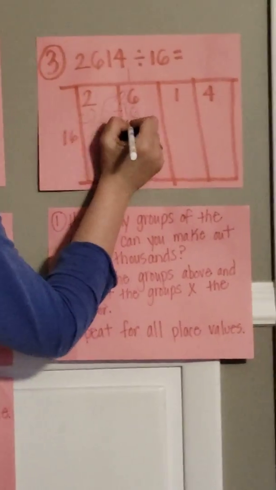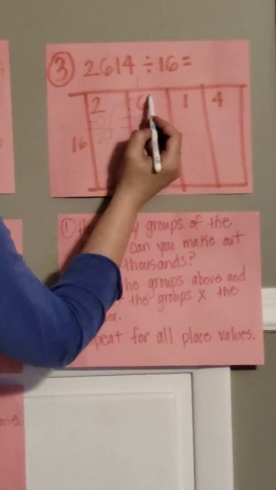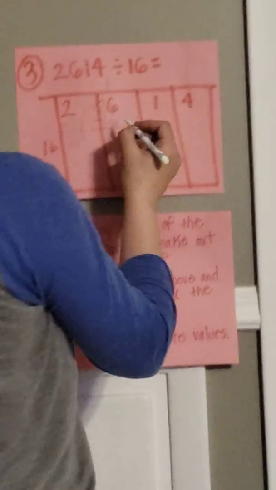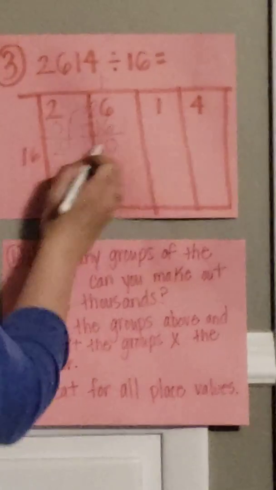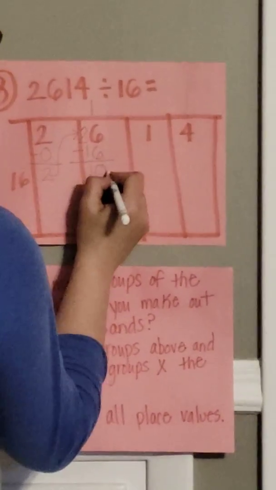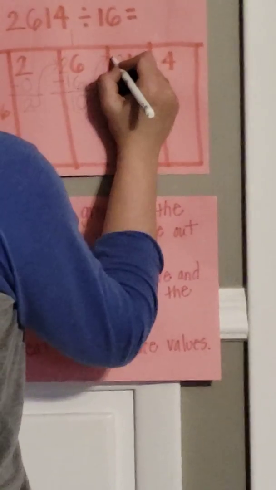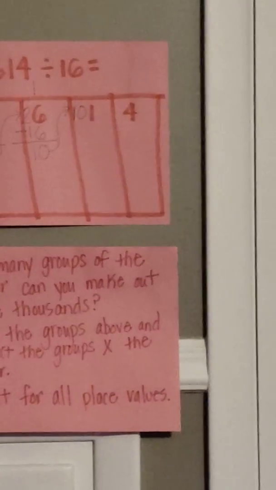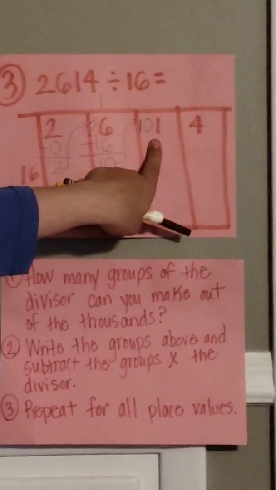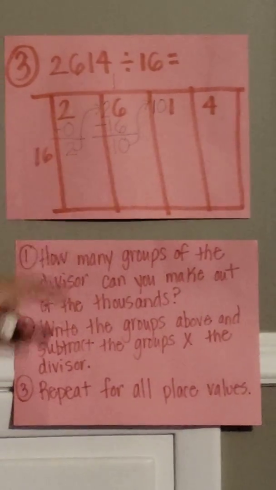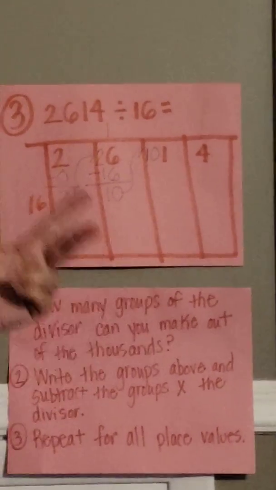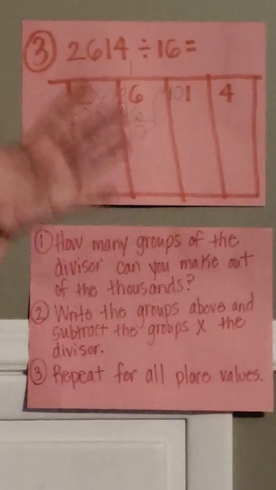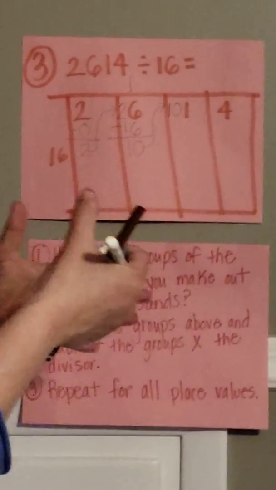Subtract it. 26 minus 16 is 10. I can't get any 16s out of 10, so I move my 10 up here. 101. Now, how many groups of 16 are in 101? 16 is like 15, so I'm going to count by 15s. 15, 30, 45, 60, 75, 90.